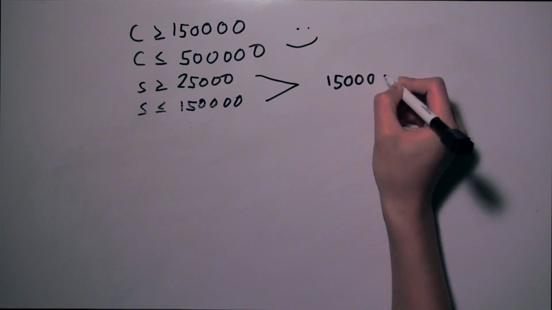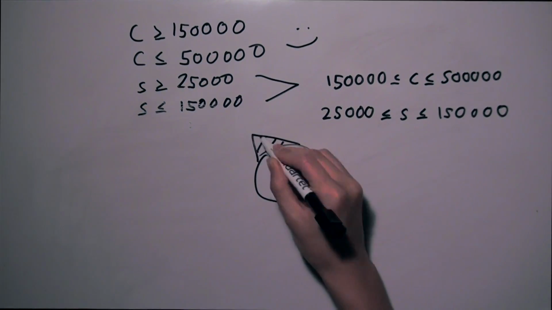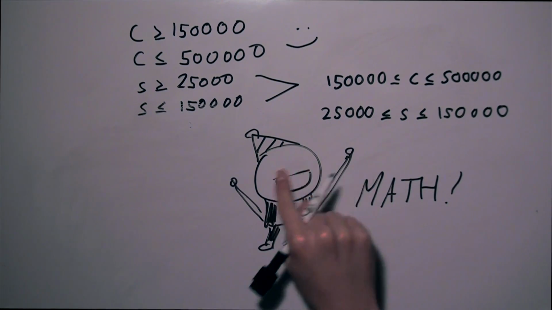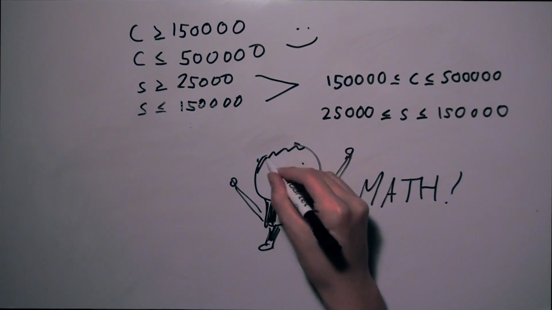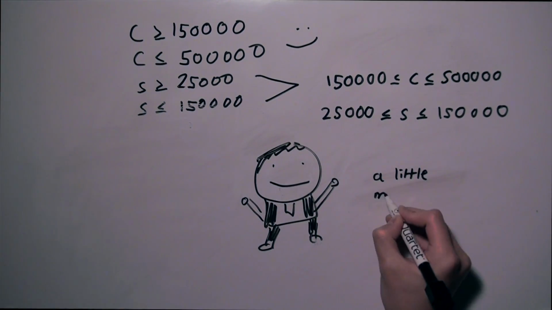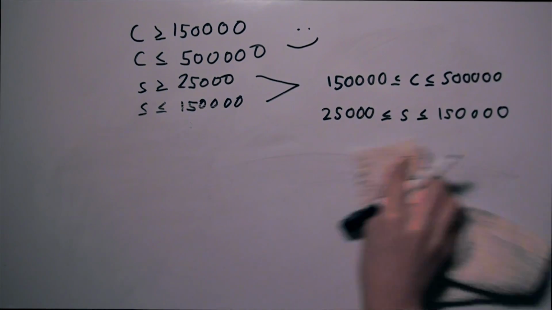Now we're going to put it into simpler forms so that it will be easier to visualize. 150,000 is less than or equal to C, which is less than or equal to 500,000, and yes, we're done, right? No, wait, hey, stop! Okay, we're not done. It's actually more complicated. But don't have a sad face, because we'll do this together.